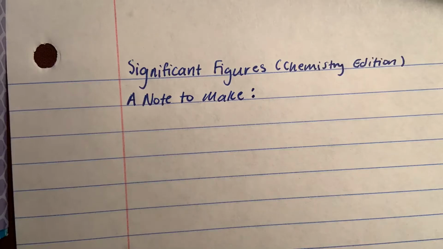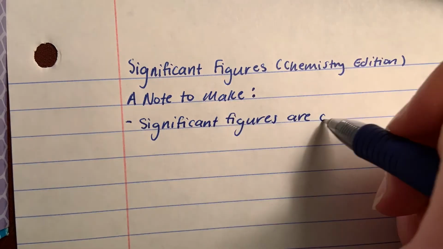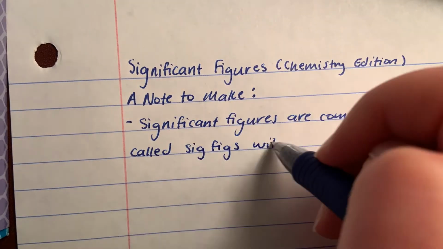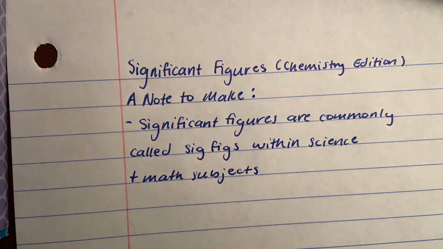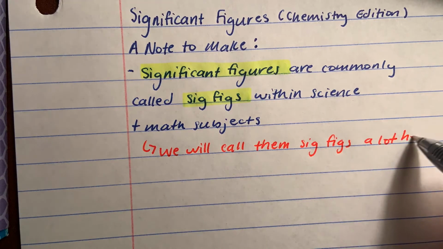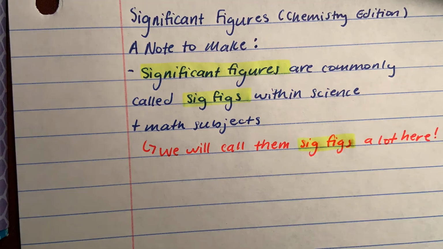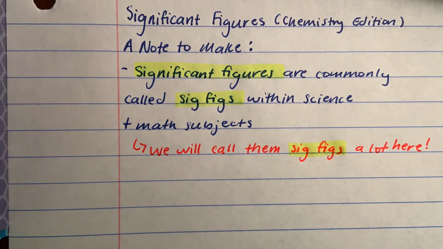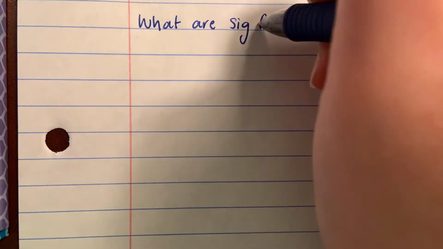So a quick note to make is that significant figures are commonly called sig figs within science and math subjects, and we'll just be calling them sig figs a lot. It's a lot easier to say, and it's just what's commonly used within the science and math fields. So what are sig figs?